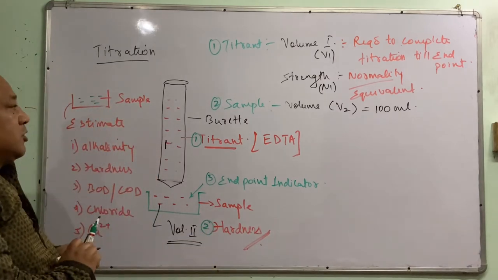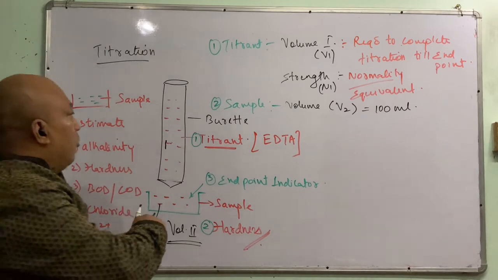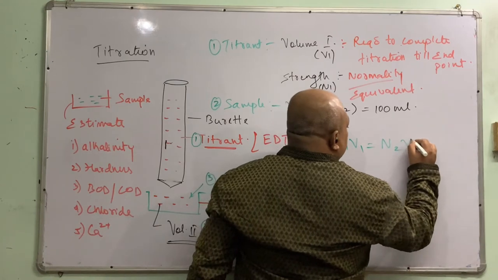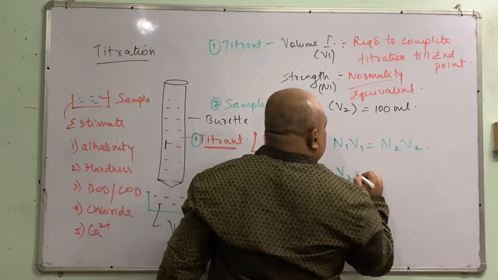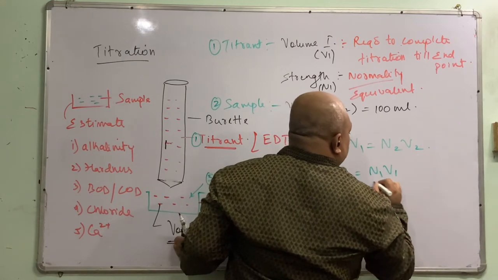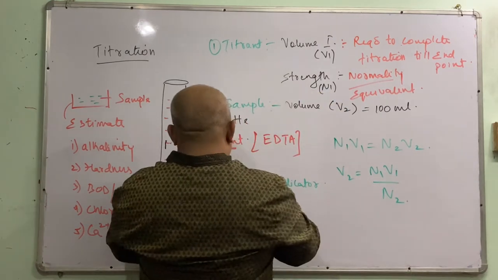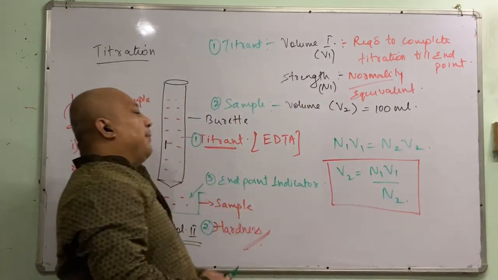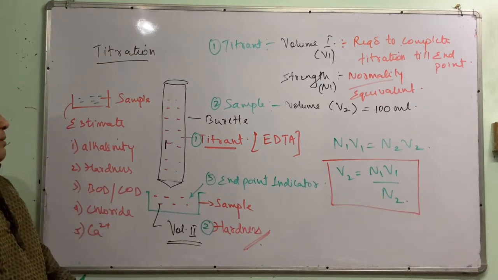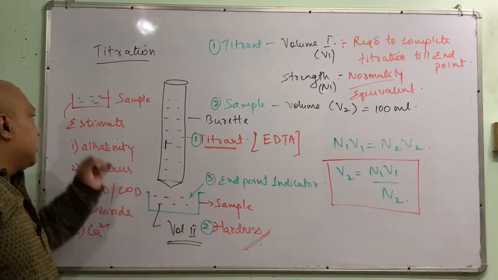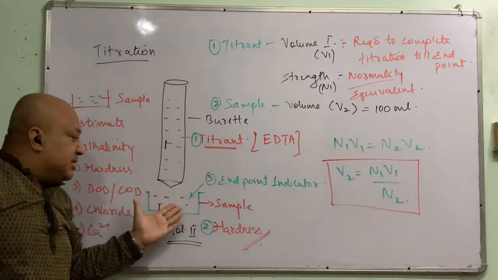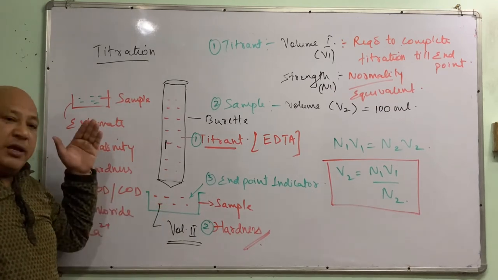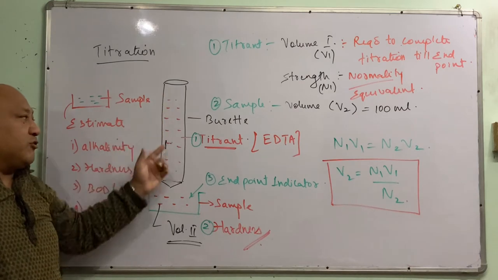As per the equation, always remember, N1 V1 is equal to N2 V2. Therefore, N2 is equal to N1 V1 divided by V2. This is the equation we are going to use for estimation of all the chemical parameters. Is it clear? Now let me begin. This is the basic fundamental of titrations. By using titration in a given sample, if chloride, calcium, BOD or COD is there, you can estimate any parameter.